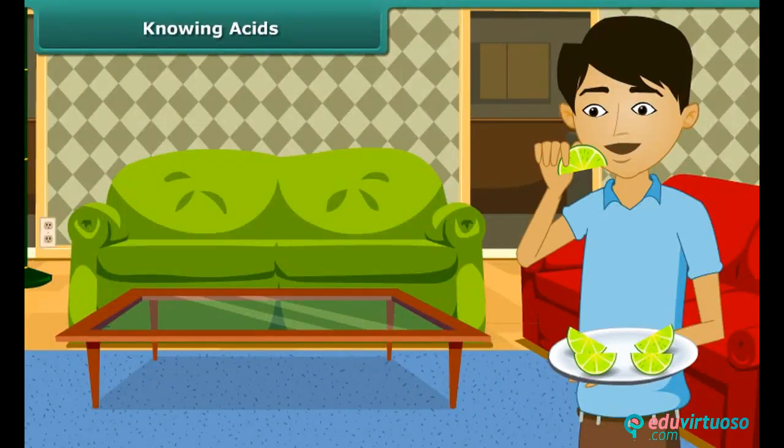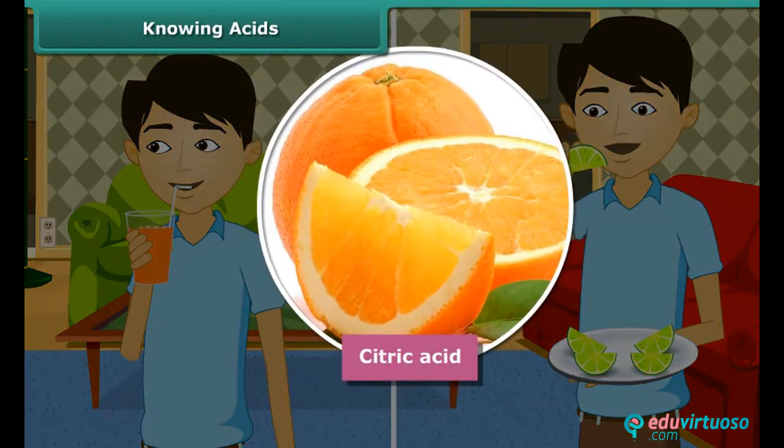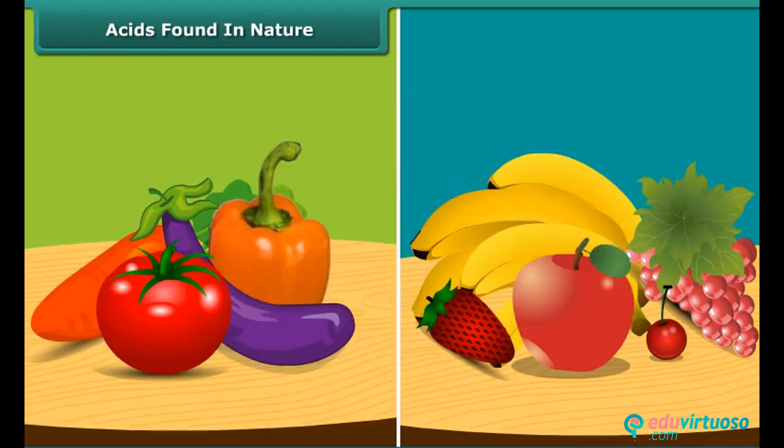Many of us like sour taste of food. You must have noticed that sometimes juices we sip are sour in taste. Generally, sour-tasting substances contain acids. Some fruits contain citric acid, which is sour in taste. The origin of the word acid is the Latin word acer, which means sour. Acid is found in natural substances like fruits and vegetables.